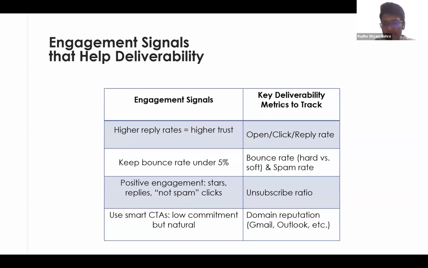Then we have the other side of things, which is key deliverability metrics to track. Here we ideally track open rates, click rates, and reply rates. Open and click rates put some kind of tracking code inside the email, and they use HTML tracking, and that makes the plain text email an HTML-based email. In some cases, you want to disable the open and click rates, but in most cases, you want to track these open and click rates.